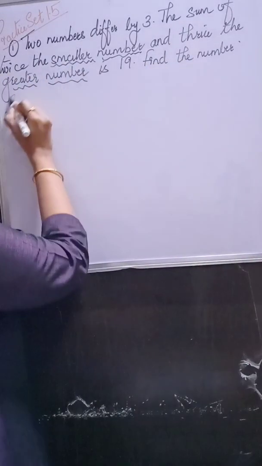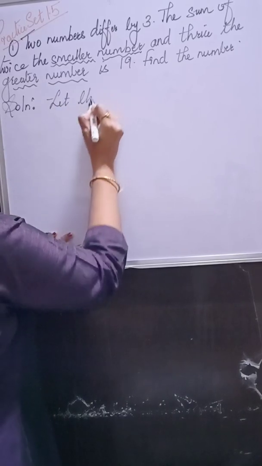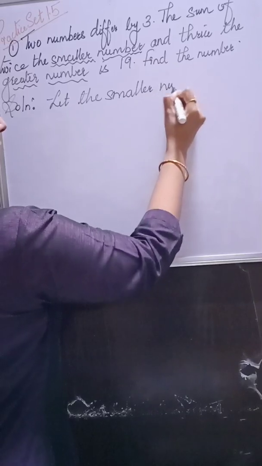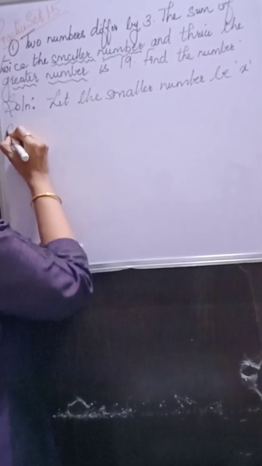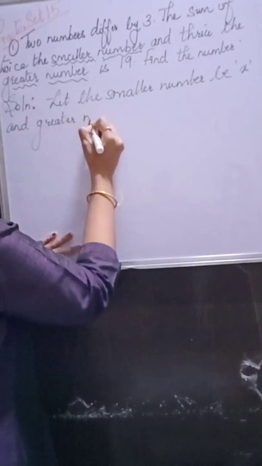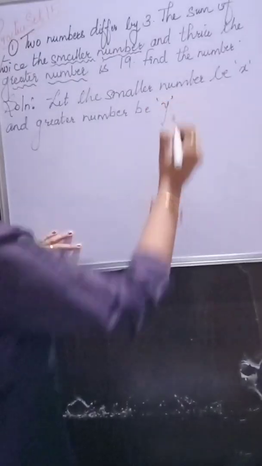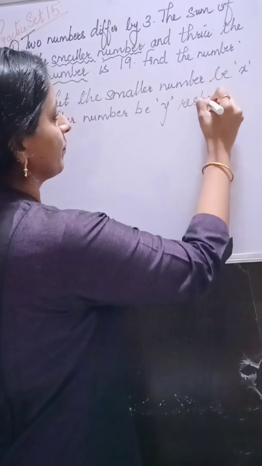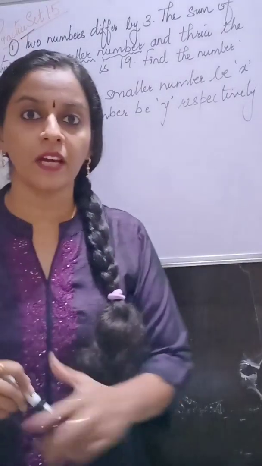Start. Solution. Write down: let the smaller number be x and greater number be y respectively. Okay, put x and y in single inverted commas and write respectively. Okay, so the introduction of the sum is done.